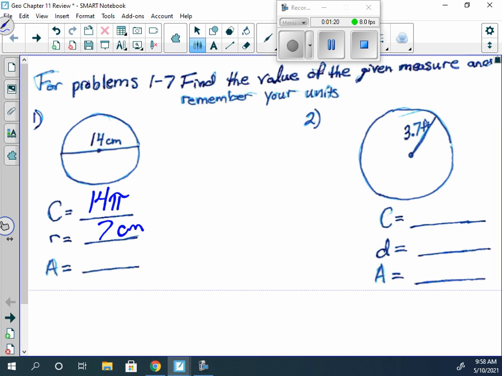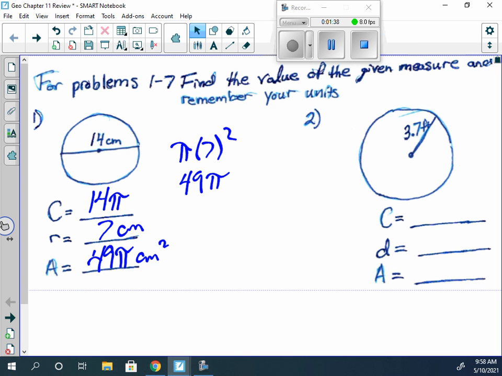Now, area is going to be pi r squared. So for us here, that would be pi times 7 squared. Well, 7 squared is 49, so we would have 49 pi. And if we put the units, it'd be centimeters squared. So any questions on 1 or 2? Any questions on number 1? Okay.